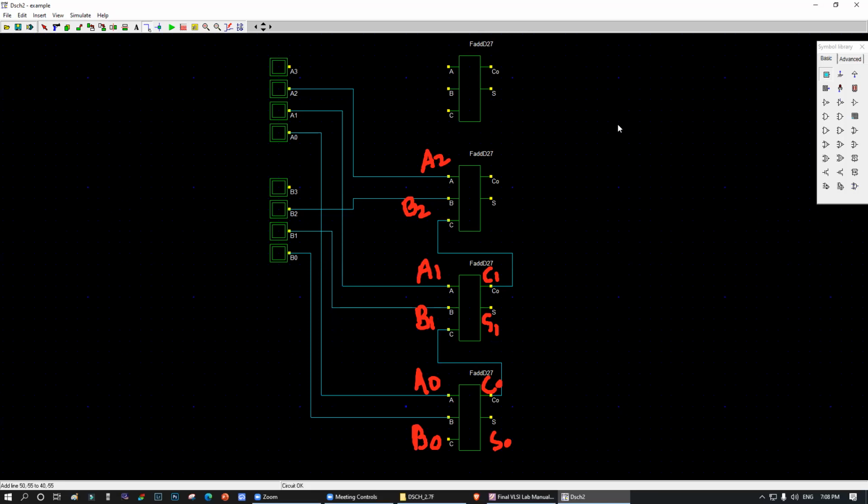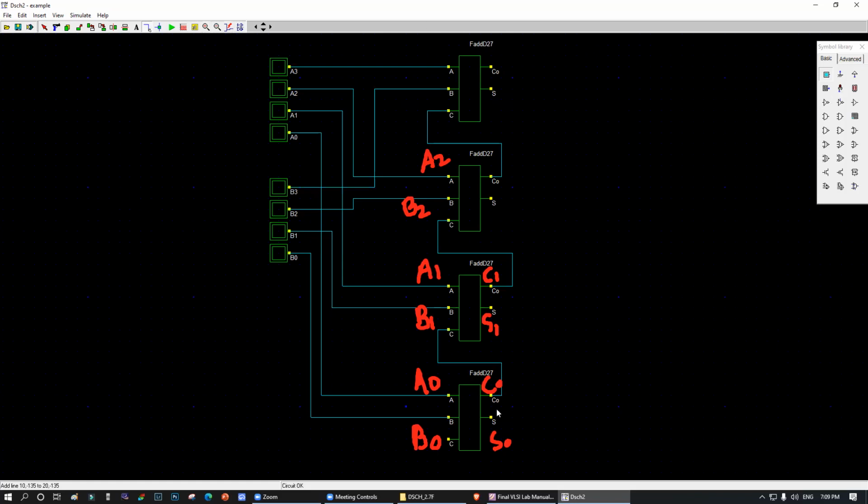Understood? Yes, sir. Next, B3 will go here. B3 will go there. So it is A3, B3, and your C2 will go in the next place. You can understand. Like that. And finally, your result is there.